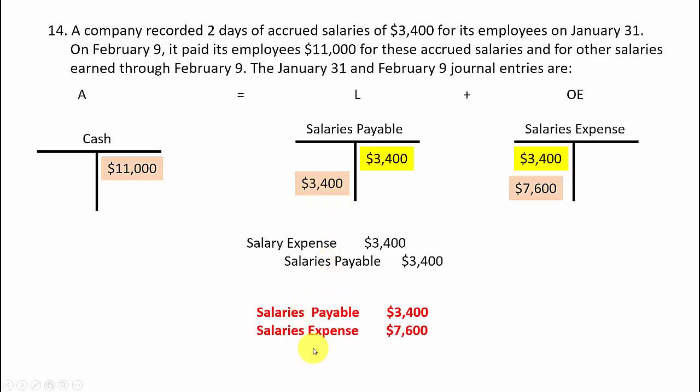So part 2 is the debit to salaries payable, 3,400, and debit salary expense, which is the February salaries. These are the January salaries here, 3,400, and the total will be how much we'll pay out in cash, which would be $11,000.